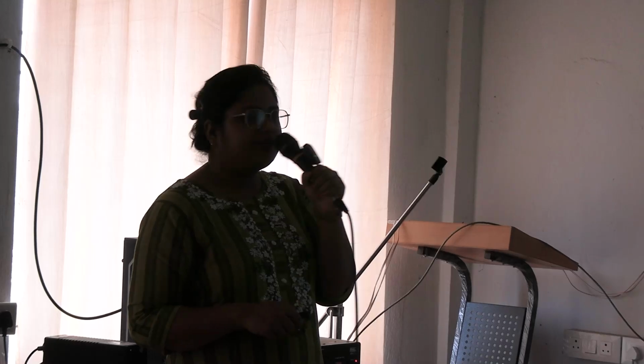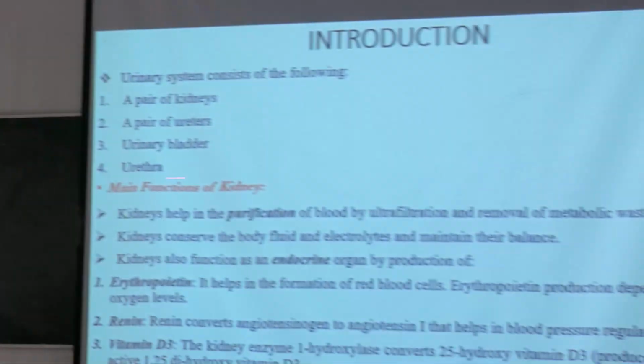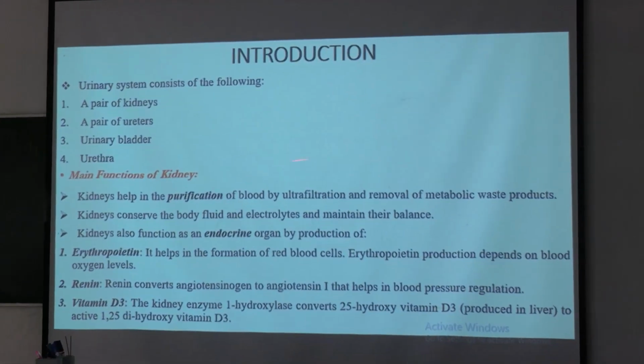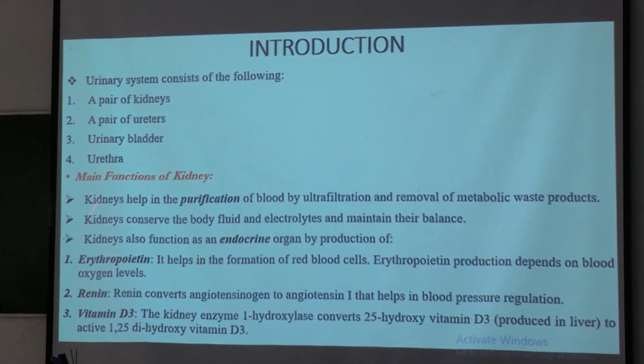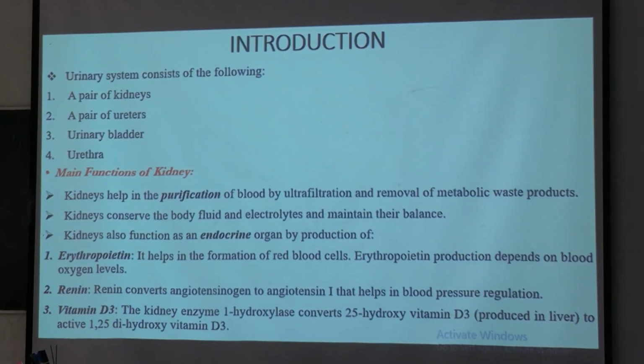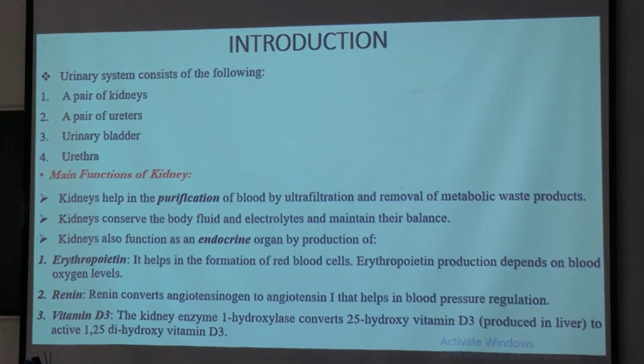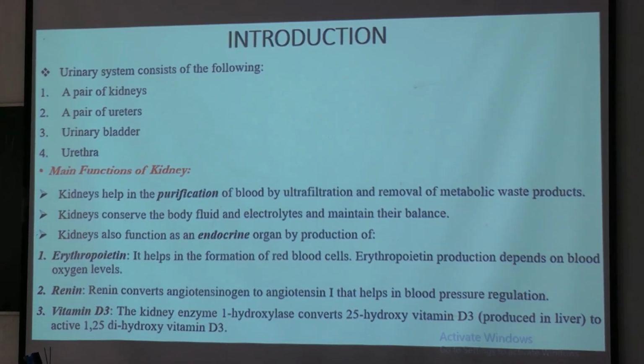Okay, so the urinary system consists of the following organs: a pair of kidneys, a pair of ureters, the urinary bladder, and the urethra. What are the main functions of the kidney? This is very frequently asked in your viva, in your viva table, and also as a theory question.